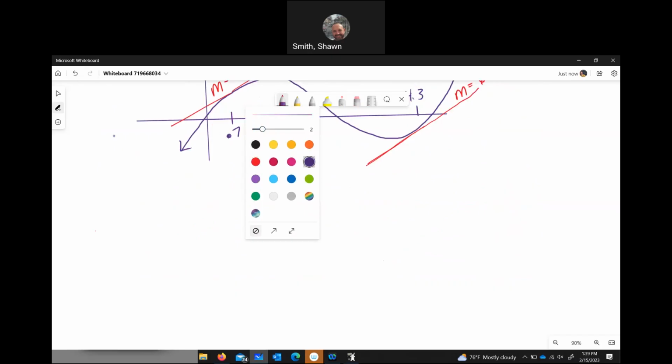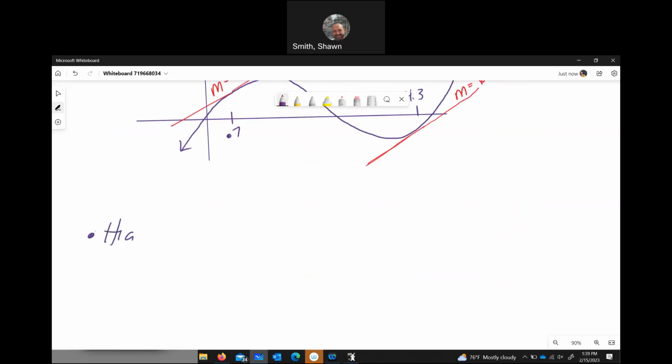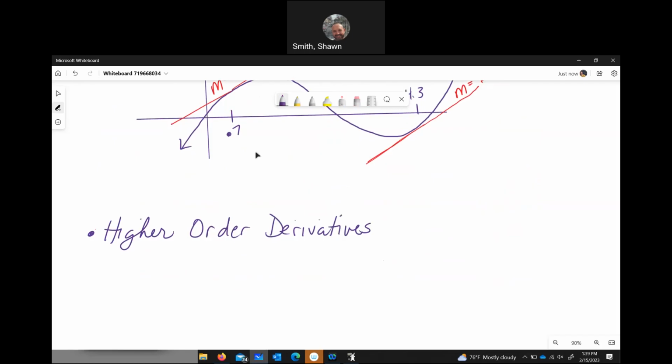All right, we have also what's called higher order derivatives. We're still in the same section. These are derivatives of derivatives of derivatives, and just keep on going on as long as you want, right? So you find derivative, take it again. Take it again if you want. Take it again, keep on going, right?